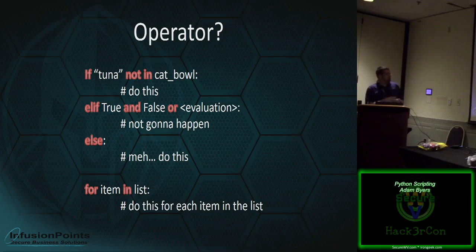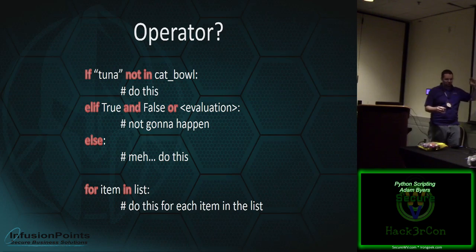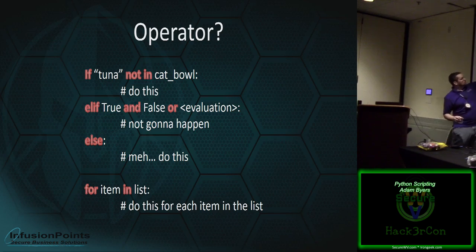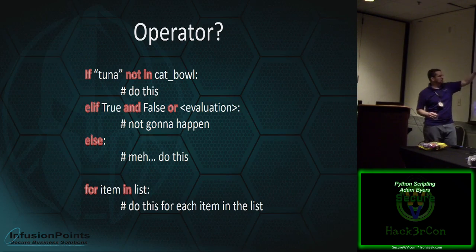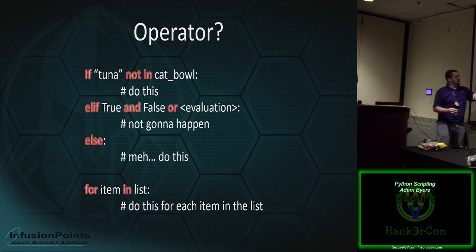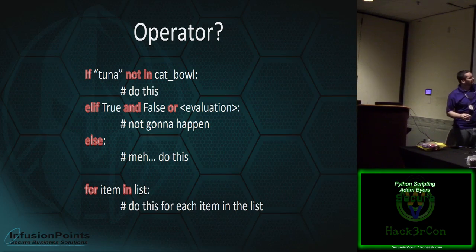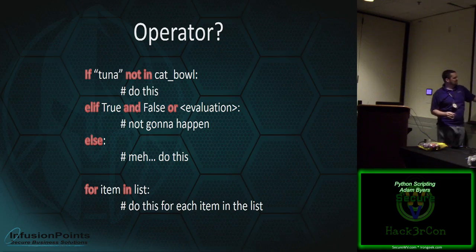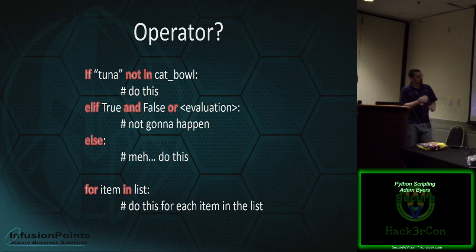Good. So this is basically how you're going to do it. And again, this is all tab delimited. It's got to be consistent. It could be 4 spaces or whatever. So if tuna in cat bowl, if tuna not in cat bowl, that's kind of how they want the syntax to roll there. Elif, true and false, or you can have these in parens to say true and false, which is never going to be true, or another evaluation, not going to happen, right? So, and, or, you've got your else, for, in. So these are the operators.